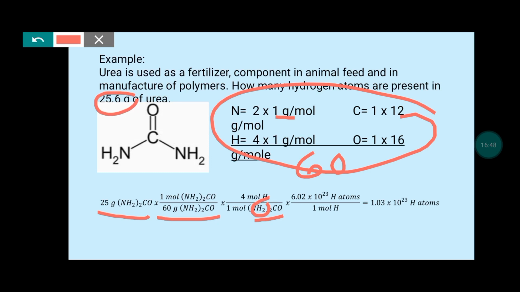So, the units will cancel. Cancel. So, only the atoms are left. So, this is our final answer. So, this first topic of ours is actually easy.